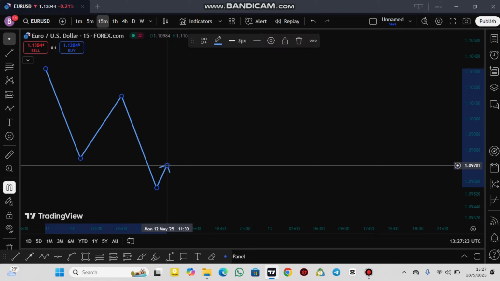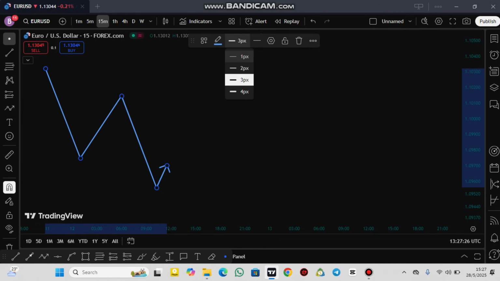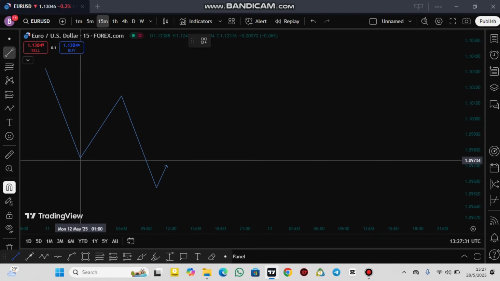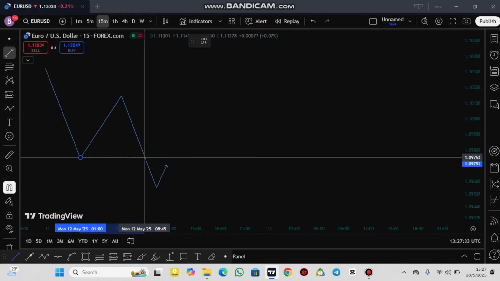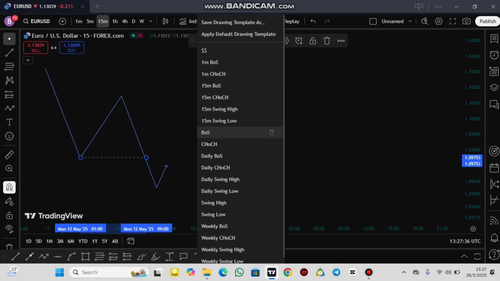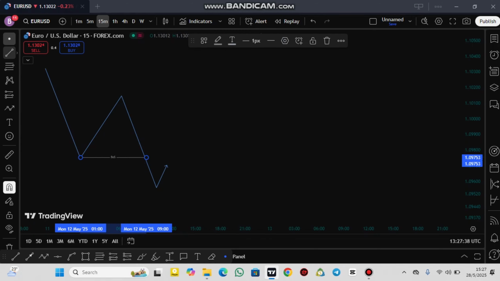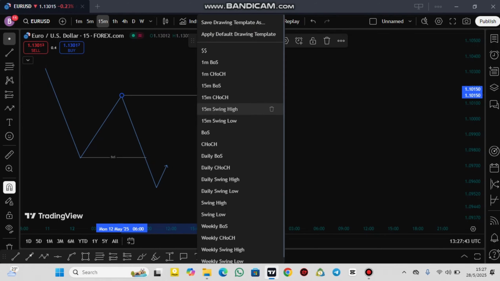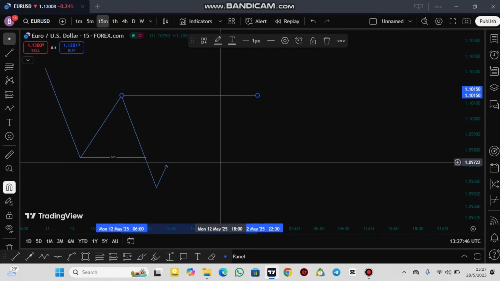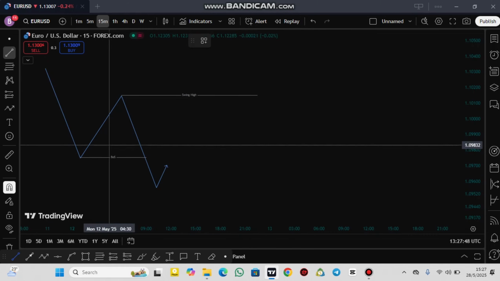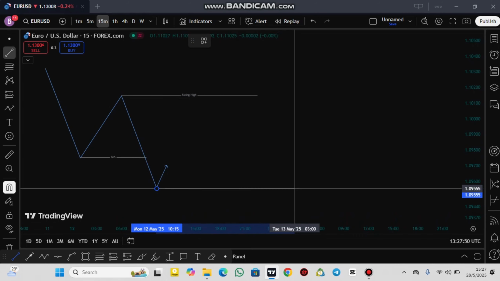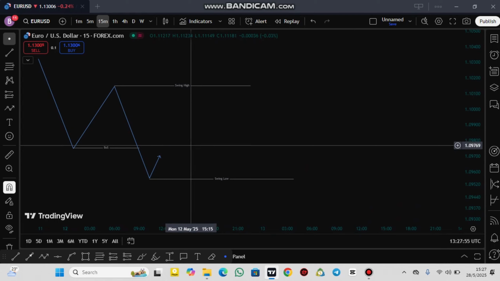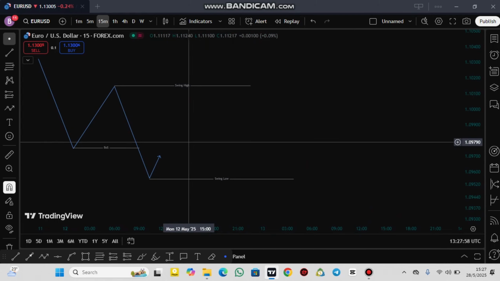Let me just remove this to one. Okay, cool. Let's say we have a bearish market, and right now we have a break of structure right here. As we said before, this is our swing high right here, and right here we have our pullback, and we have our swing low. So right now we are bearish. What does it mean? It means we are looking for shorts.